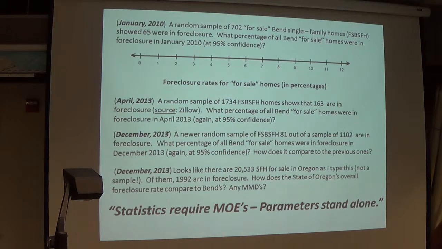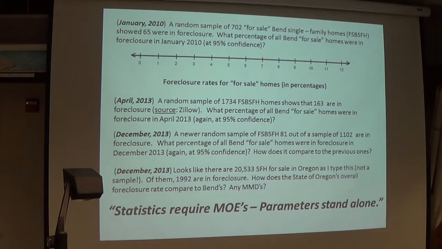At that day I checked in Oregon overall. Fair enough? And I'm assuming that's a census. I'm assuming they've got their networks out, they're collecting all this data. And if it's not a census, it's close enough to a census to pretend it is a census. Fair? Fairish. Of those, 1,992 are in foreclosure. How does that compare to Ben's foreclosure rate?